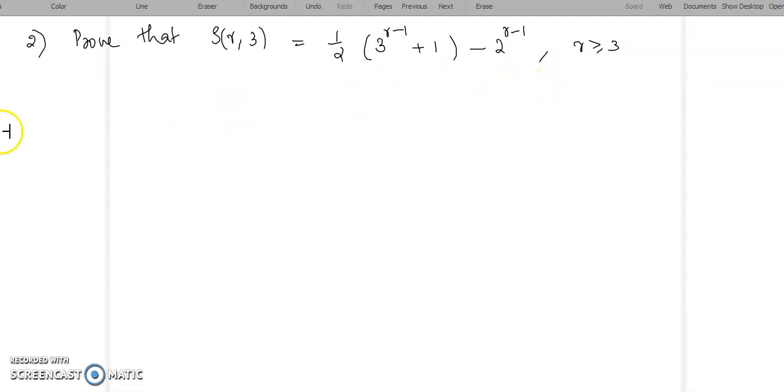For proving this result, we use the technique of mathematical induction. So we prove the result by mathematical induction.